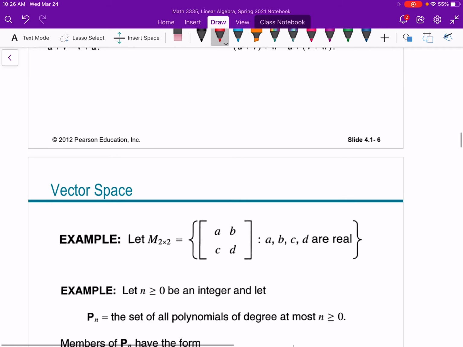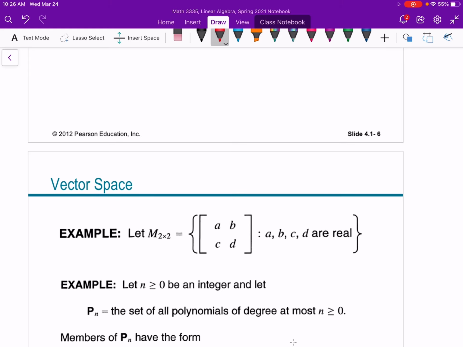Another example we have is the collection of all 2 by 2 matrices. And this itself forms a vector space. You have the multiplication principle followed by matrix multiplication and the addition principle.